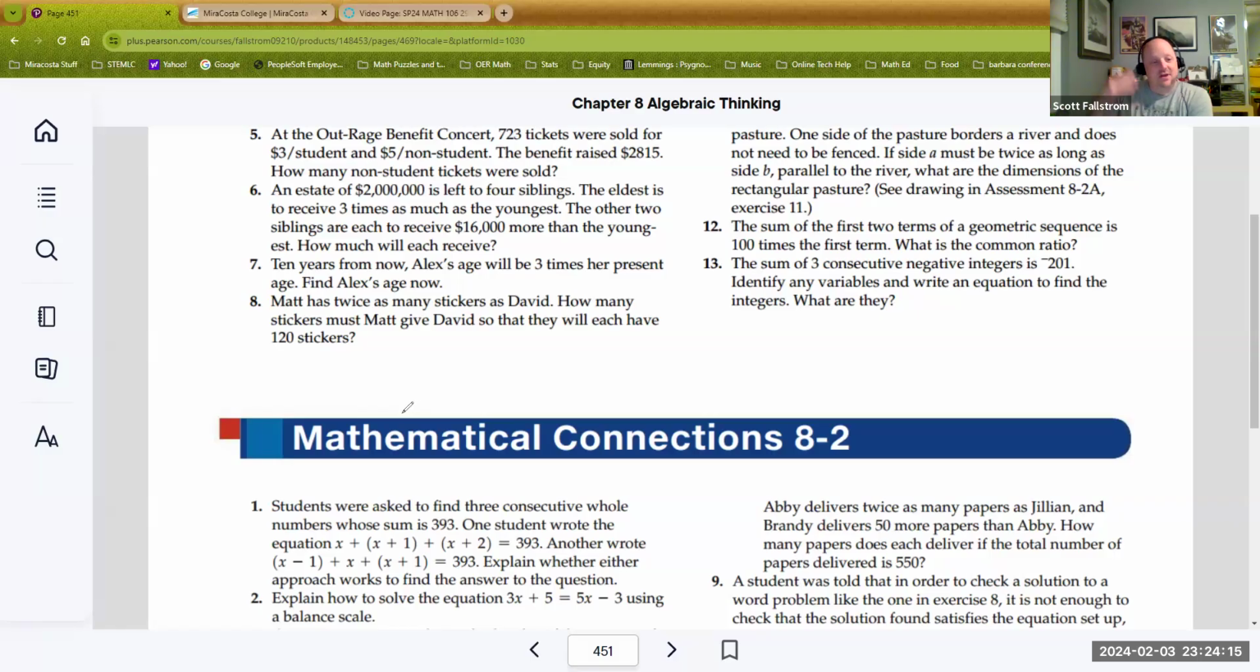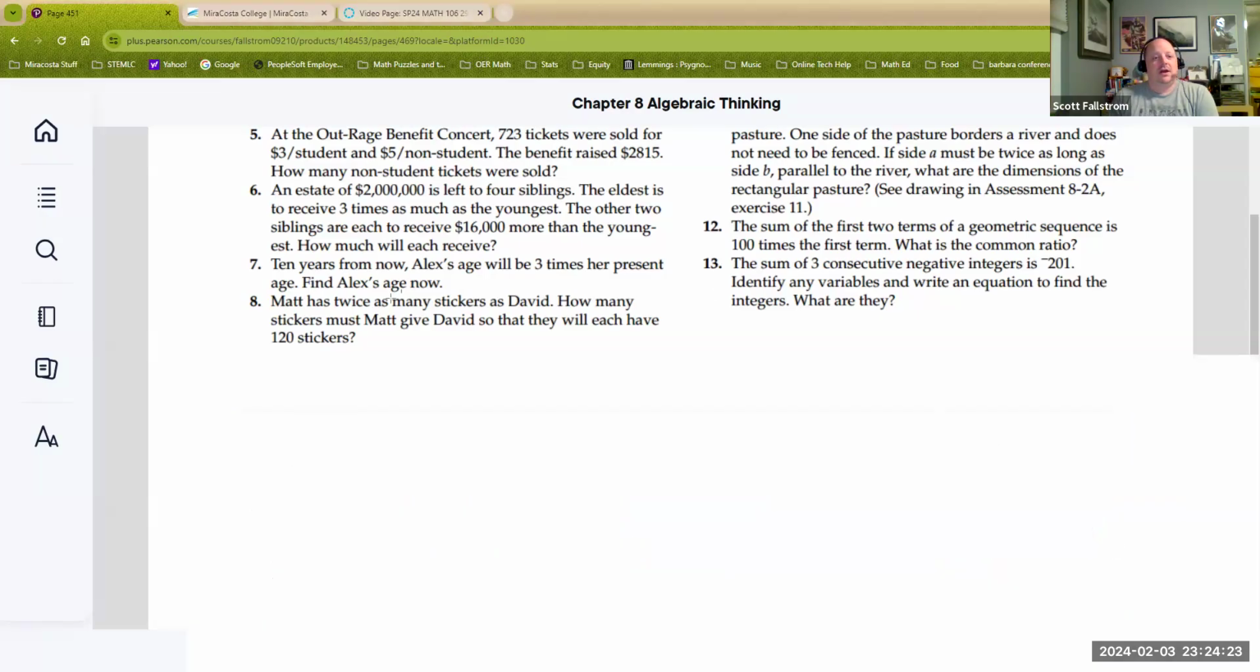Yeah. So same type of thing, right? Ask yourself, what do I know? What do I not know? And if you can say, hey, I don't know how many stickers David has, cool. Okay. Then I would say D, and I would use a lowercase because the uppercase looks too much like a 0 if you're writing it quickly. So D is equal to number of stickers for David.